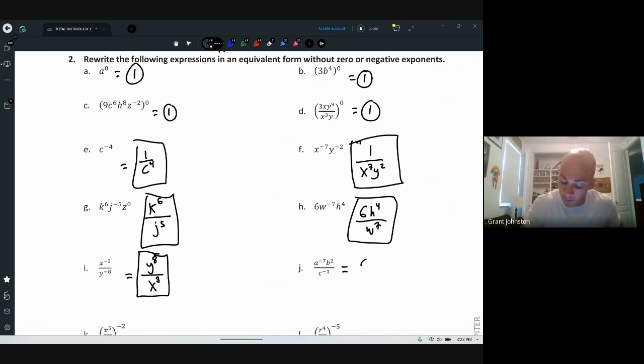So here we're going to have c to the first. b to the 2 stays. It's not negative at all. It's just going to stay. And a to the 7 goes down.